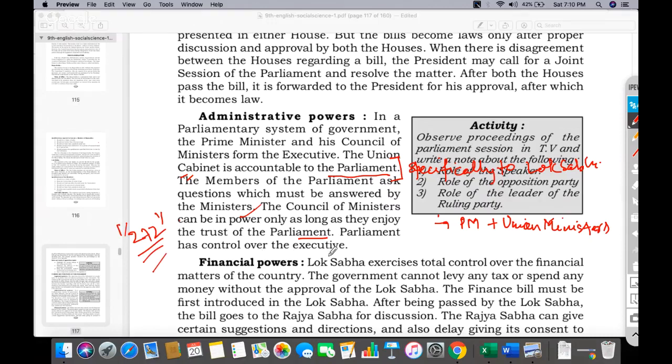Parliament has control over the executive. How does parliament have control over the executive? Parliament can question any decision of any minister.